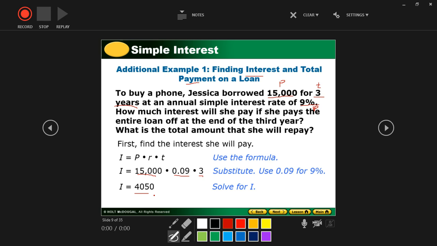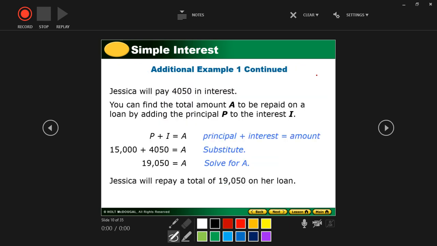Kaya nagpatugat-tuga man pagpangutang para pampalit ng cellphone. So, natubag na nato, mao ni siya ang interest. Next nato pangitaon is ang total payment. Pila man tanan ang bayaran ni Jessica. So, Jessica will pay 4,050. Ang interest pa ni siya, ang tubo.